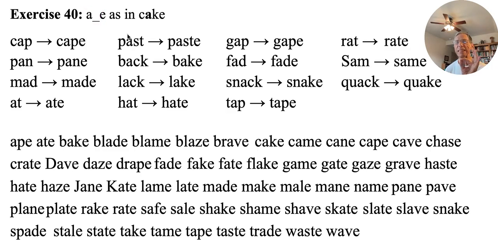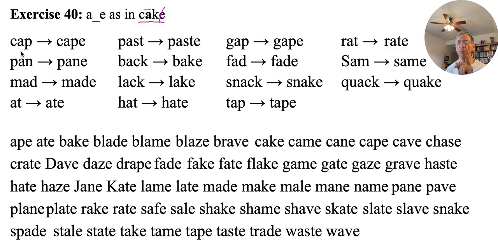Some people call it a signal E because it signals that the A is going to be long, and that macron, which you will see in the dictionaries, indicates that the A is not a short sound, but the long sound, which is the same as the name of the letter. And the key word that we use here is cake, and it's a good one because the E is silent and the A says its name.